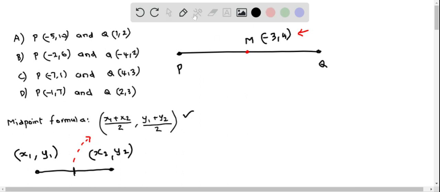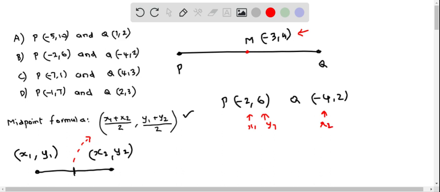So in the second option, we have P given as negative 2 comma 6, and Q is given as negative 4 comma 2. So once again we apply the midpoint formula. This is x1 and this is y1, this is x2 and this is y2. So when we apply the formula, we use x1 plus x2, which is minus 2 minus 4, which is minus 6 by 2, and then y1 plus y2, which is 6 plus 2 is 8. So I put 8 by 2.